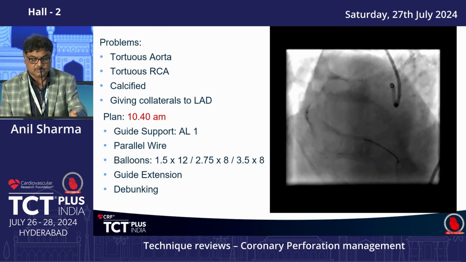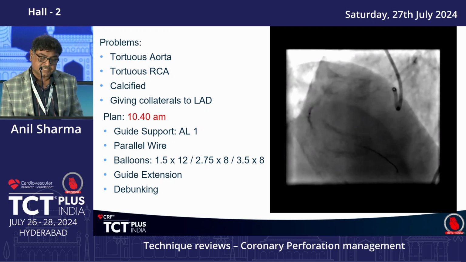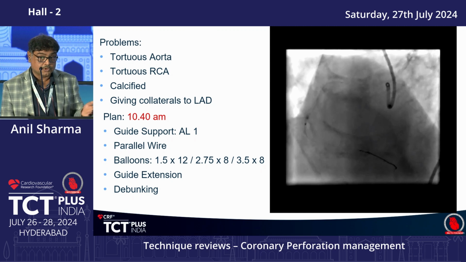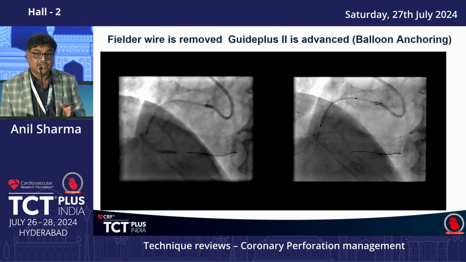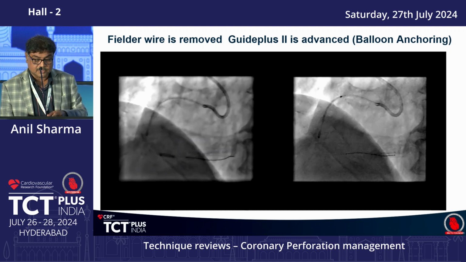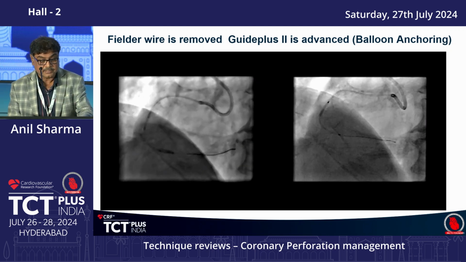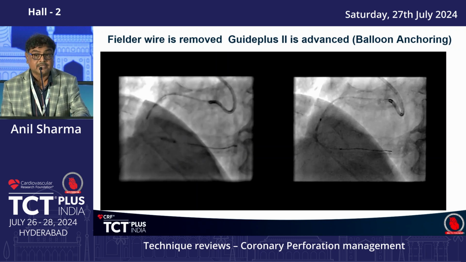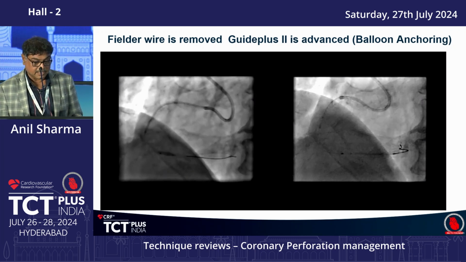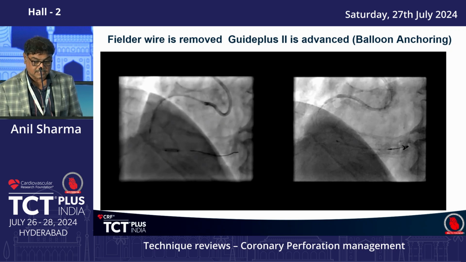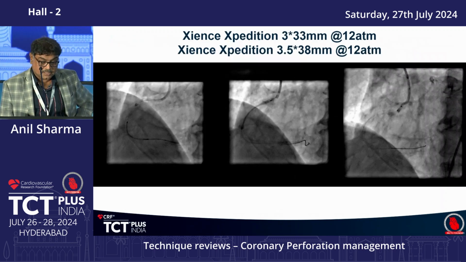With great difficulty, you can see that the guide is going back. I used the guide extension, 1.5 balloon, withdrew the 1 wire and guide extension, and then 1.5, 2.75, 3 balloon. You can see the balloon is dilated in the distal RCA. You can see here. And then I am just putting the guide plus, and over this guide plus I did all the ballooning, and then stenting.